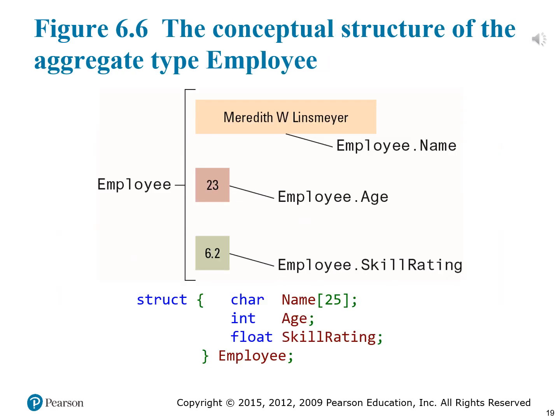In contrast to an array in which all data items are the same type, an aggregate type, also called a structure, a record, or sometimes a heterogeneous array, is a block of data in which different elements can have different types. For instance, a block of data referring to an employee might consist of an entry called name of type character, an entry called age of type integer, and an entry called skill rating of type float.